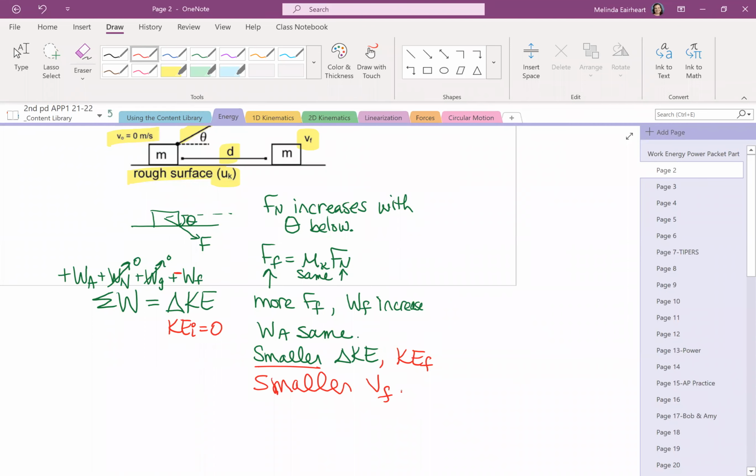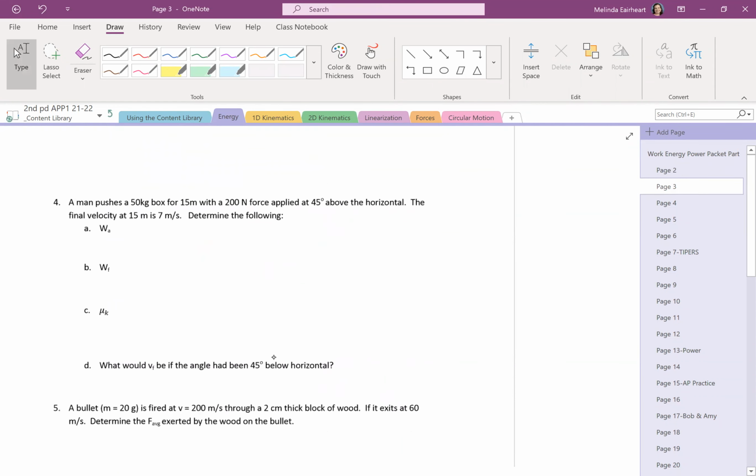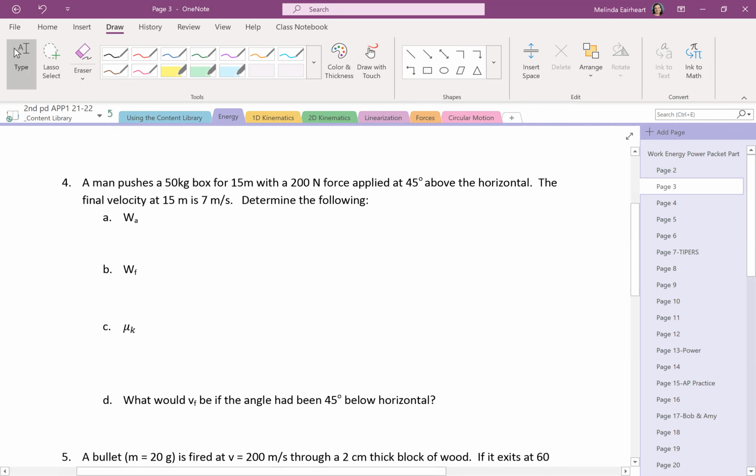Fantastic. Page 3. Can y'all do some numbers? Now, I know I haven't done numbers, but I've done enough to get it set up. How about y'all try number 4? That might take a little longer because you've got WA, WF, and we want numbers there, mu K. And then they say, what would the final velocity be if the 45 degrees given above the horizontal was now below? Sound familiar? Except now they want numbers. So give all these numbers.